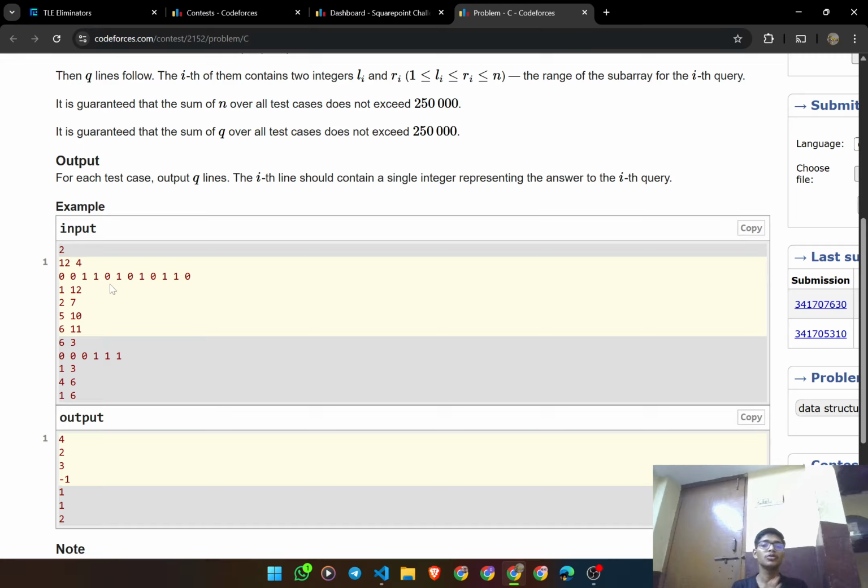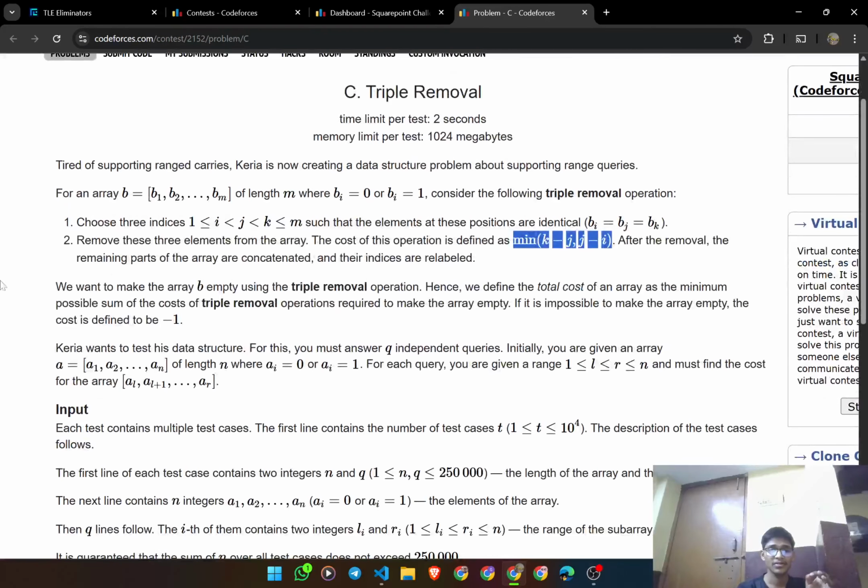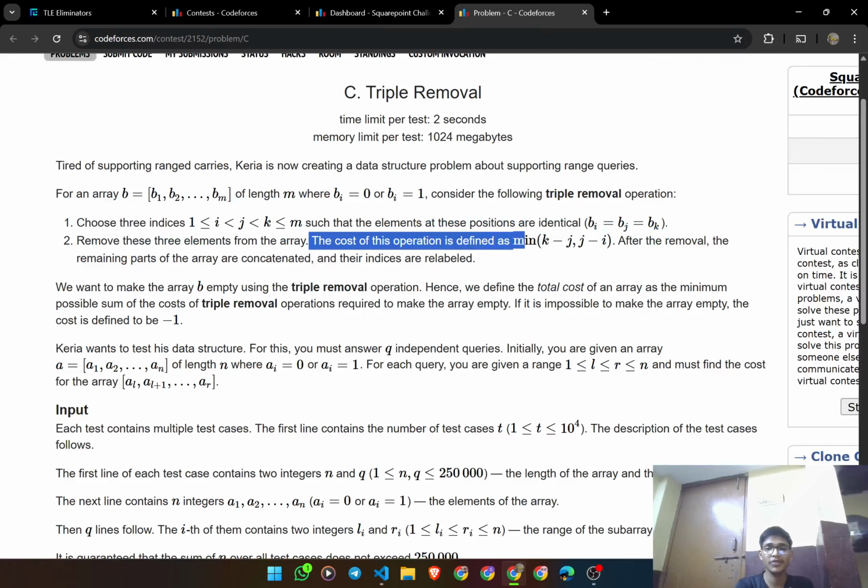Okay, so we have to find out how much minimum cost we will require to remove them all. The cost of this operation is defined as the minimum of k minus j and j minus i. So minimum from both of them, and we will add all of them to the cost.